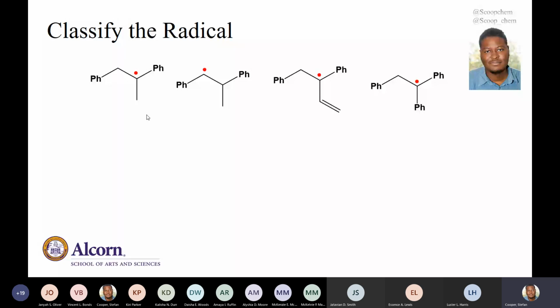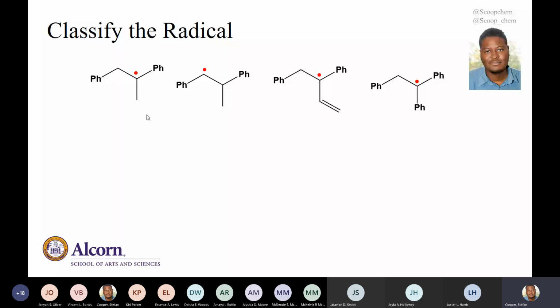What about the second one? What would you call that one? Secondary, and what else? Benzylic. How is it benzylic? I thought that had to be a ring. It needs to be next to a phenyl ring, right? Ph stands for phenyl. Does that help?